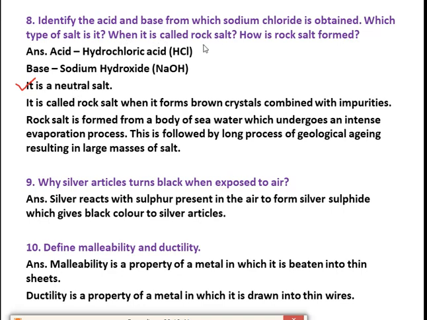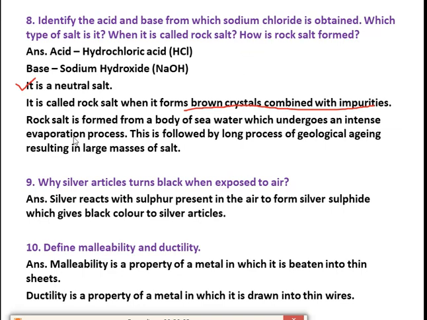Now when is it called a rock salt? When can we say that a salt is a rock salt? It is called rock salt when it forms brown crystals combined with impurities. Whenever you get a salt whose color is brown and which is in the form of crystals, and some impurities are present because of which they get a brown color, that is rock salt.